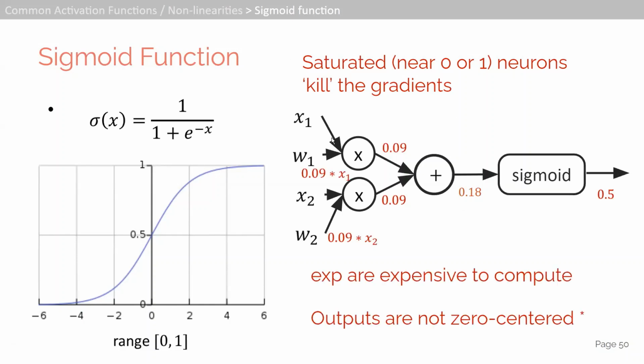So what are some of the issues with the sigmoid function? It can kill the gradients. The exponent is very expensive to compute, and the outputs are not zero-centered. So what's the issue with non-zero-centered data? We'll show it in a bit.